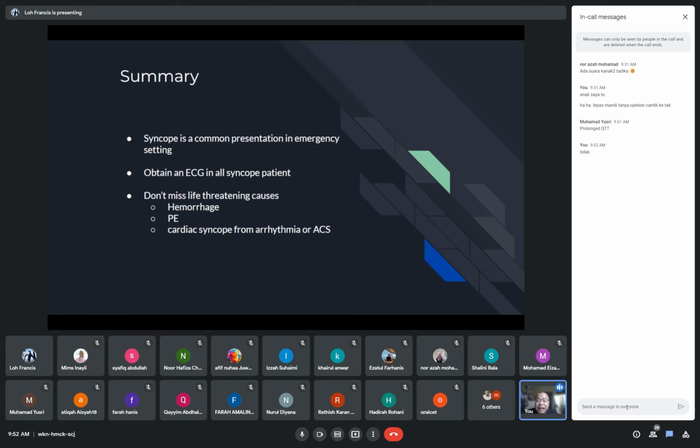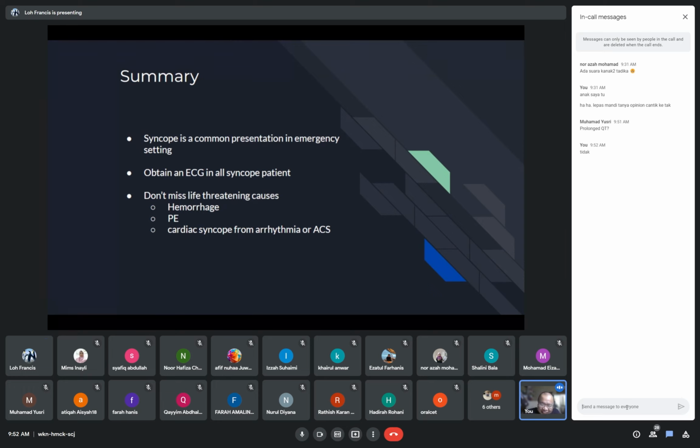It's relatively harmless lah, tapi it's one of the causes of syncope episodes in young age patients. More usually in teens. Any sinus arrhythmia? No.